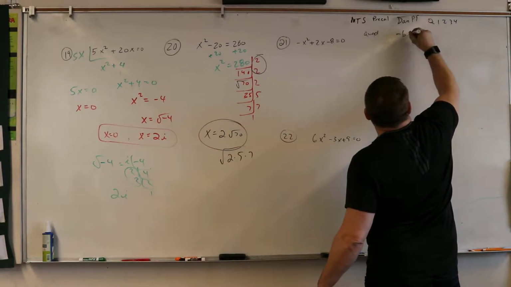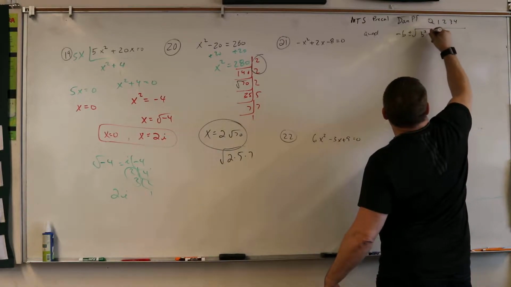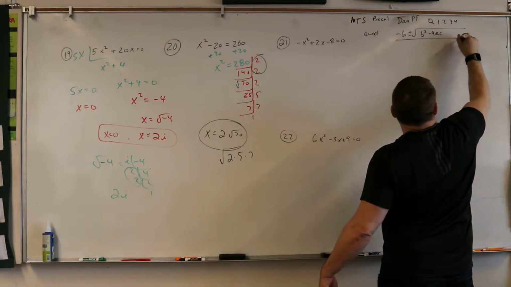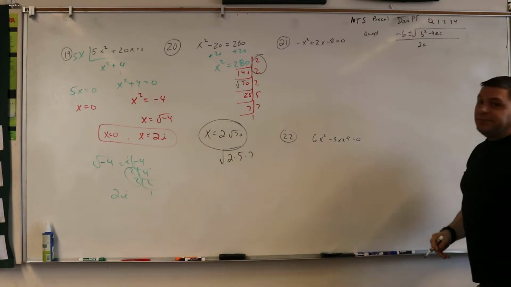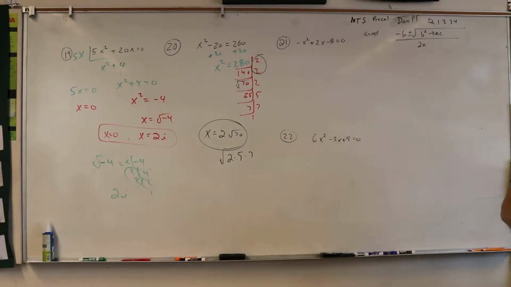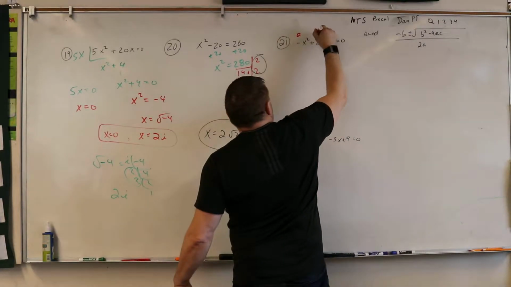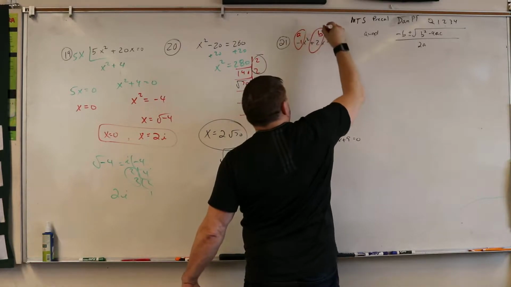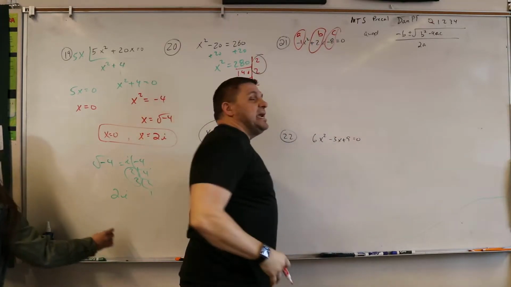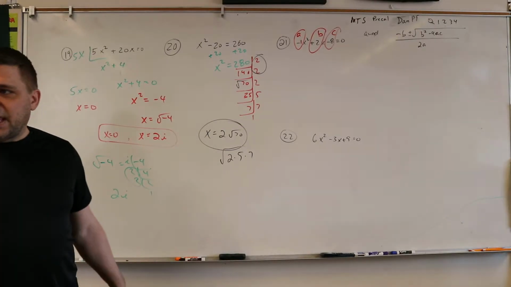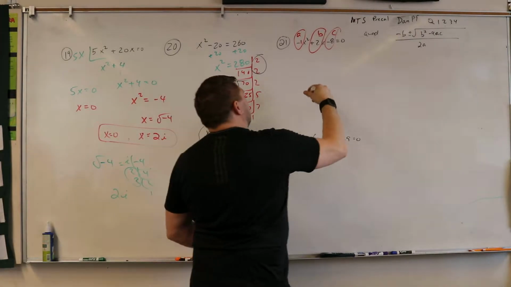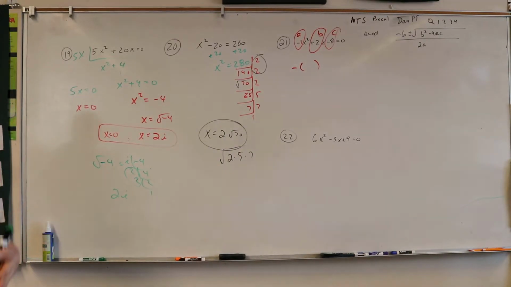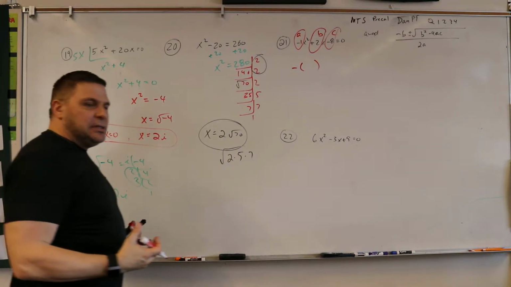Negative b plus or minus the square root of b squared minus 4ac all over 2a. Okay? Whereas you have a, b, and c. A is negative 1, b is positive 2, and c is negative 8. Okay? And so when I write this, I go negative b. You see how I did that? Negative, and the b is in the parentheses.